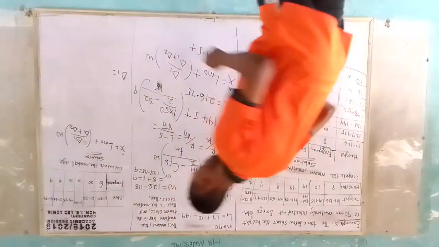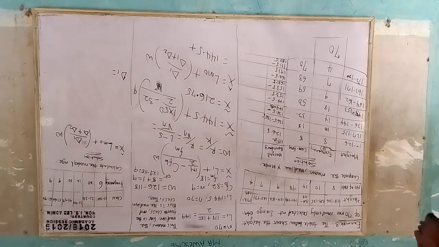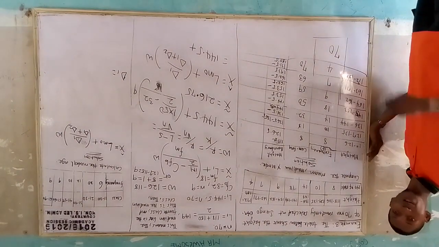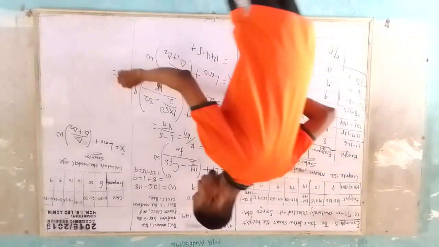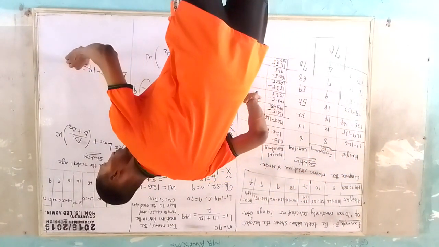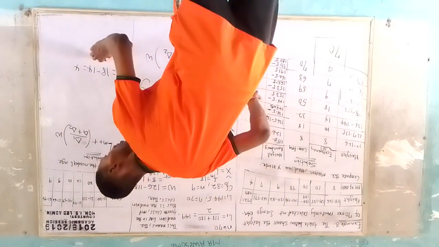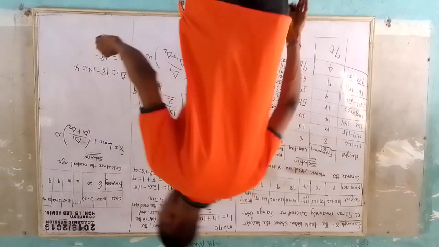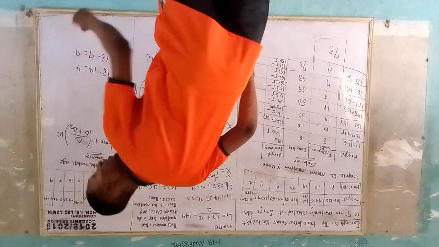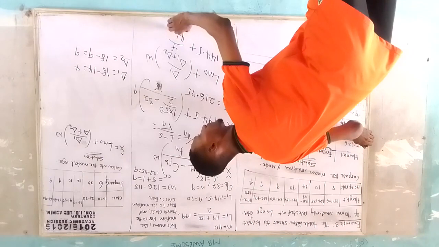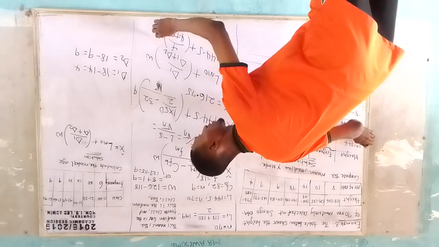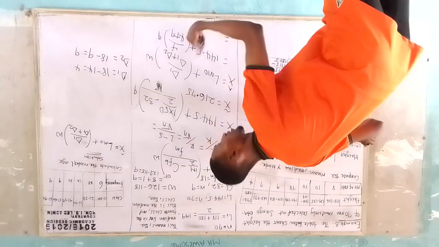What is the difference? The frequency of the modal class minus the frequency of the class before. That is 18 minus 4, which is 14. Then the next difference is 18 minus 9. So this one is the answer.